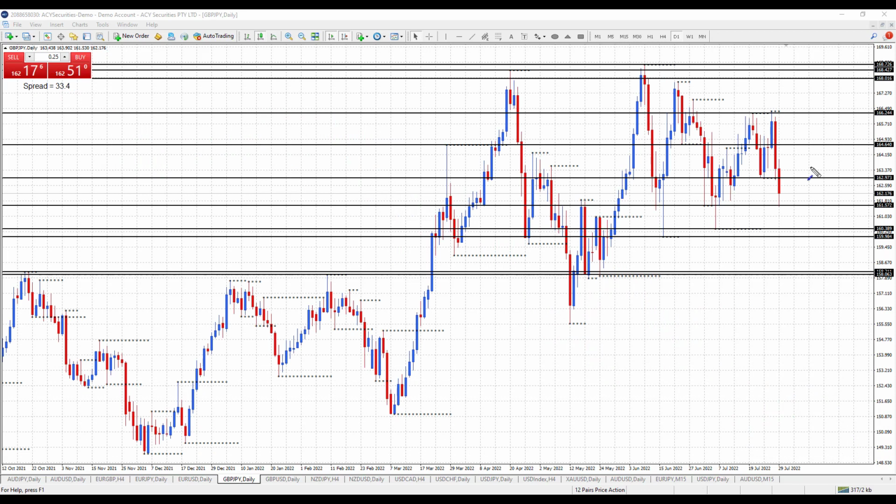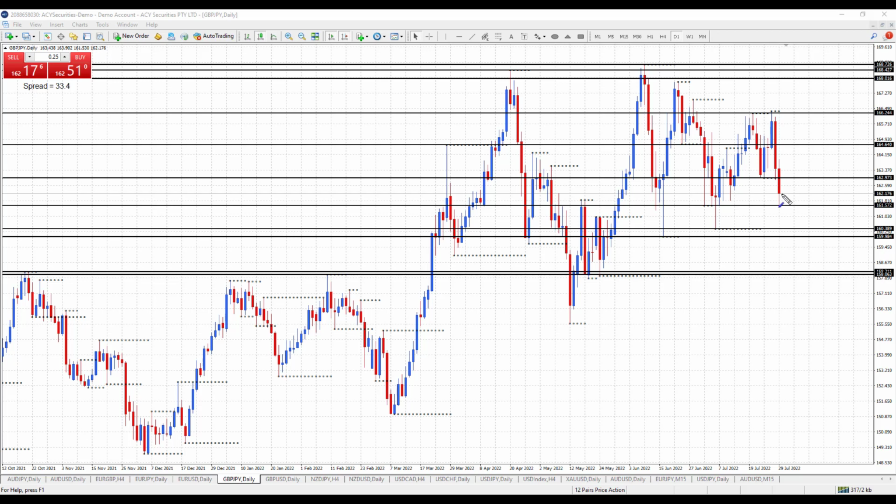Alright traders, moving on to pound yen. Now this had a nice decline down from the 166.24 day resistance level. Much like the Aussie yen, it formed a double top and then has been selling off. It did on Friday test day support here at 161.57, but I'm anticipating if this trend continues to unfold that we're going to see a move down to challenge these weekly support levels at 160.38 and 159.98.